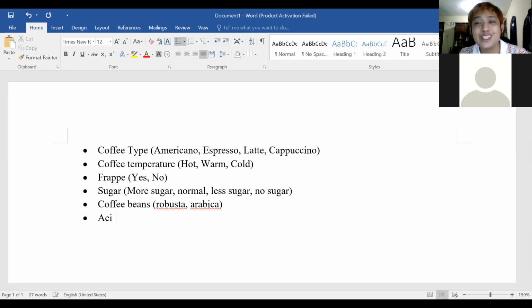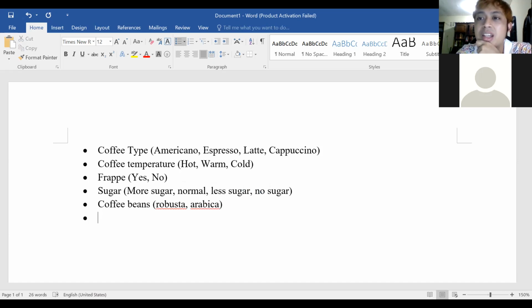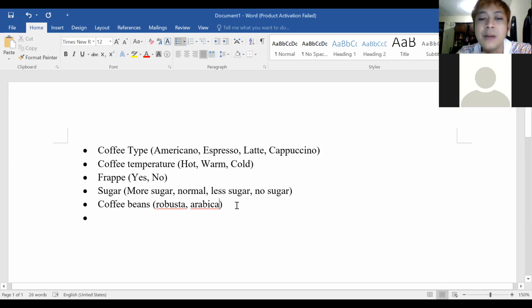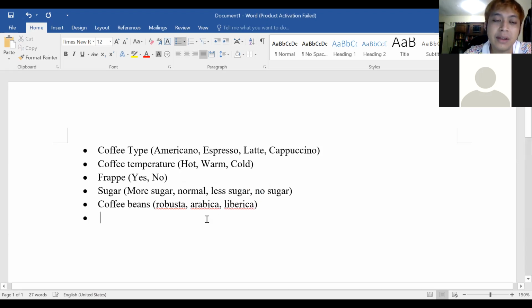Acidity cannot be included, because acidity depends on the beans. So what is good? I think that's all, only five. If we can make it seven, it's actually much better. The sugar is good. The acidity, we cannot control. Then the common one is actually Liberica. Okay, we have three. And then what else?